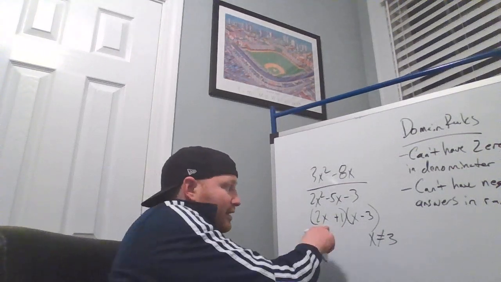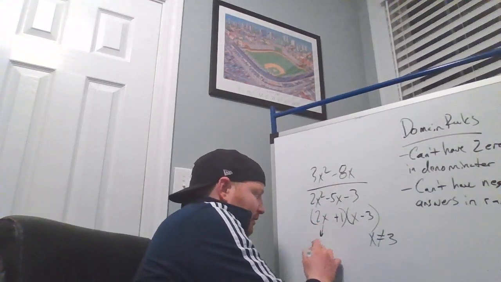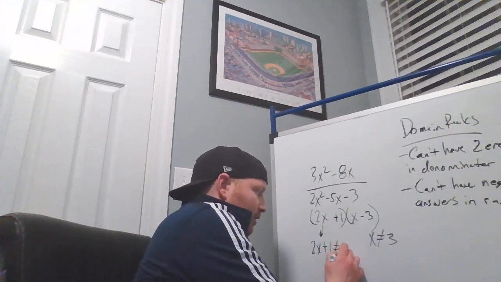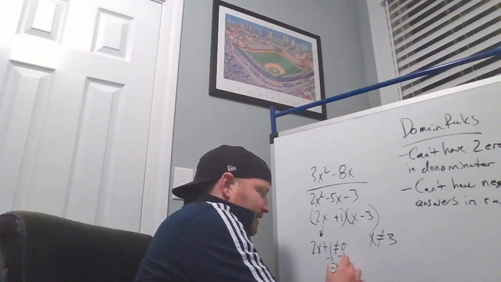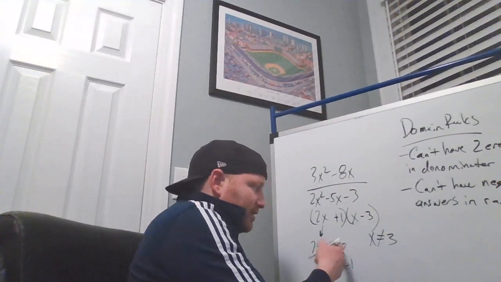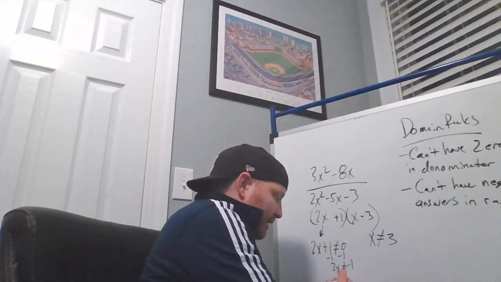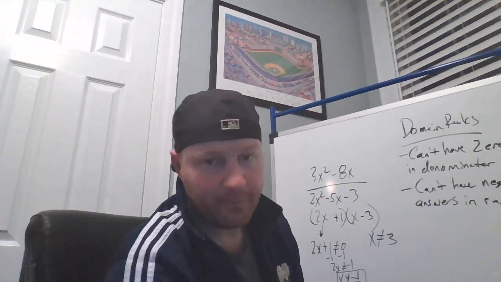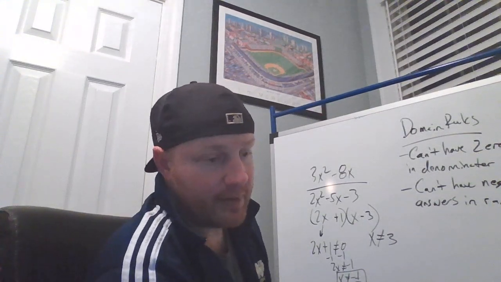Can't have that happen. This one, a little more math involved. 2x plus 1 cannot equal 0. Subtract 1, subtract 1. 2x cannot equal negative 1 because we know this is not equal to 0. So x cannot equal negative 1/2. Okay? And that's all you got to worry about, the denominator rule.